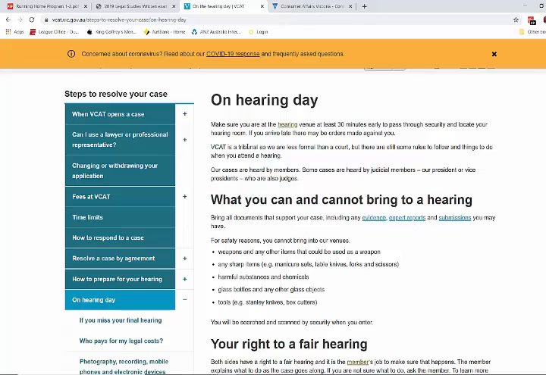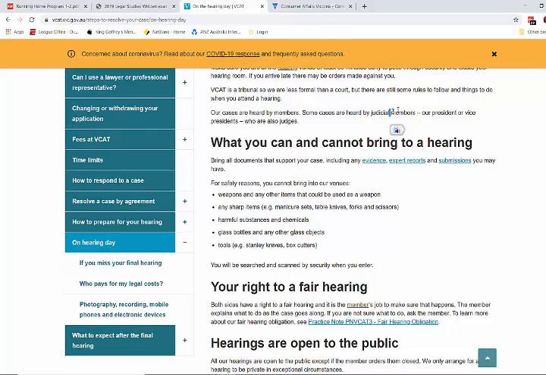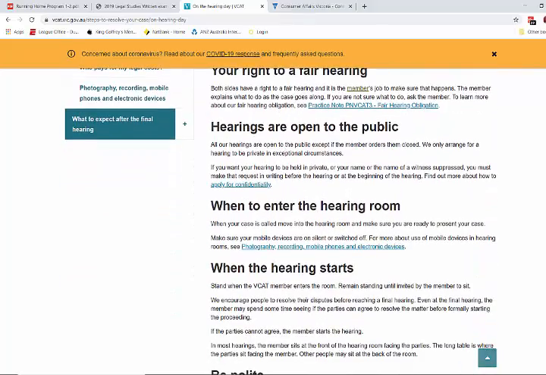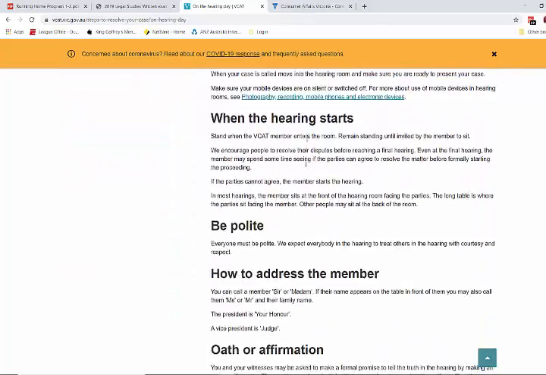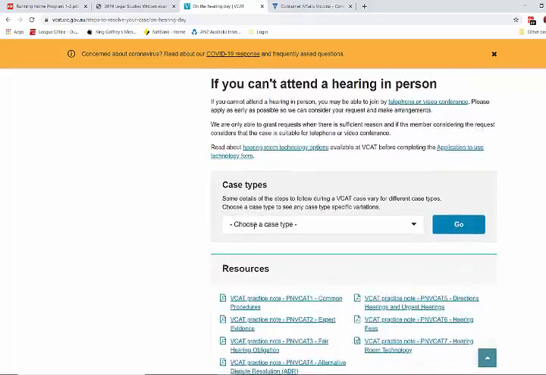Effectively, a VCAT hearing is like a trial in a way. There's obviously not going to be a jury or anything like that if you've requested one, but it is like a mini trial. It's less formal than the court, but there are still rules to follow. And cases are heard by VCAT members who could actually be judges, so judicial members. You can't bring weapons. You get a right to a fair hearing. Hearings are open to the public, etc., etc. Be polite, so on and so forth.